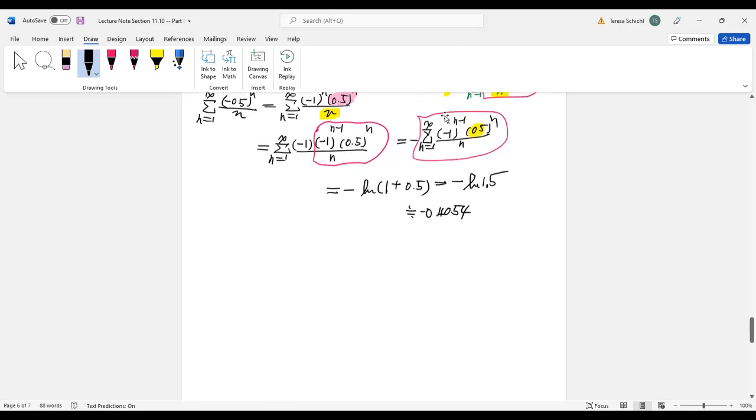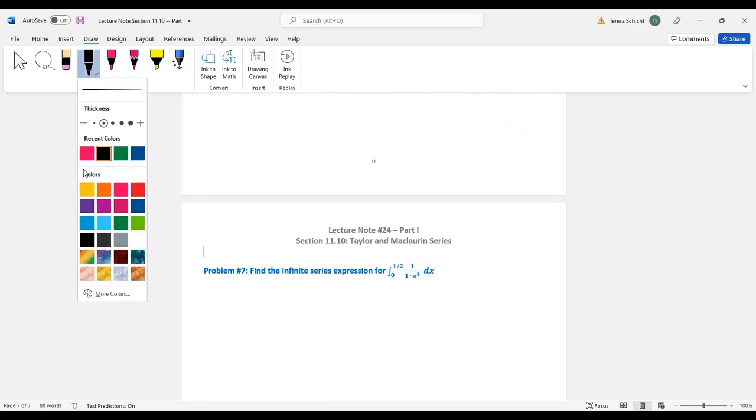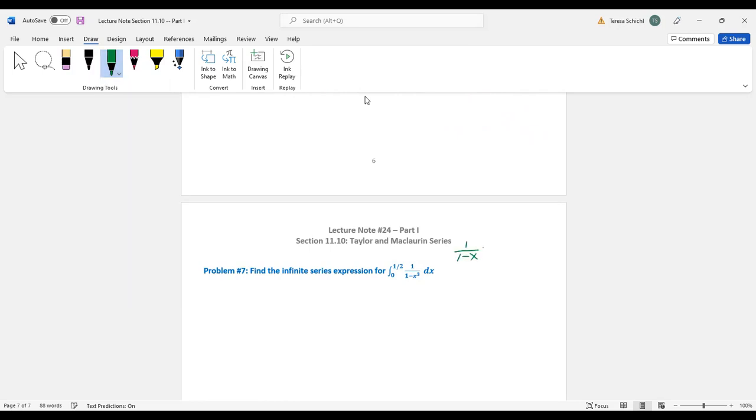Let's take a look at our last problem here. It is the same way. I want to find the infinite series expansion for this one, so I want to find the integration value. How do I find the series? From the basics, we still know that my geometric series is always 1 over 1 minus x equals the summation of x to the n, n from 0 to infinity.